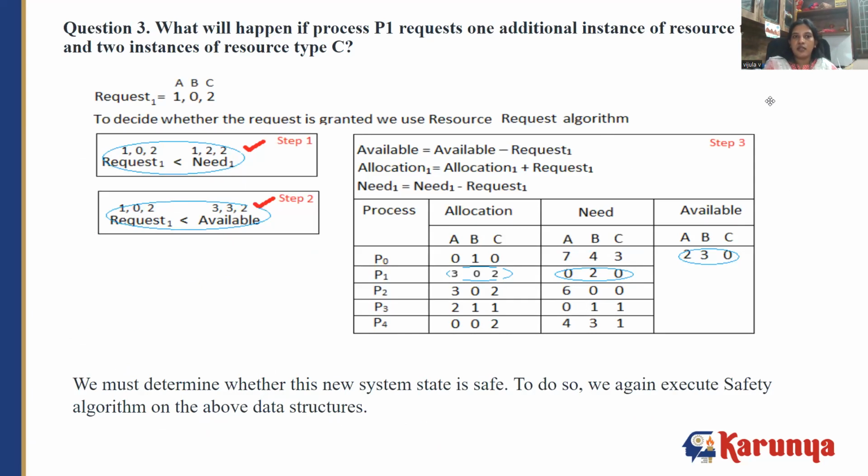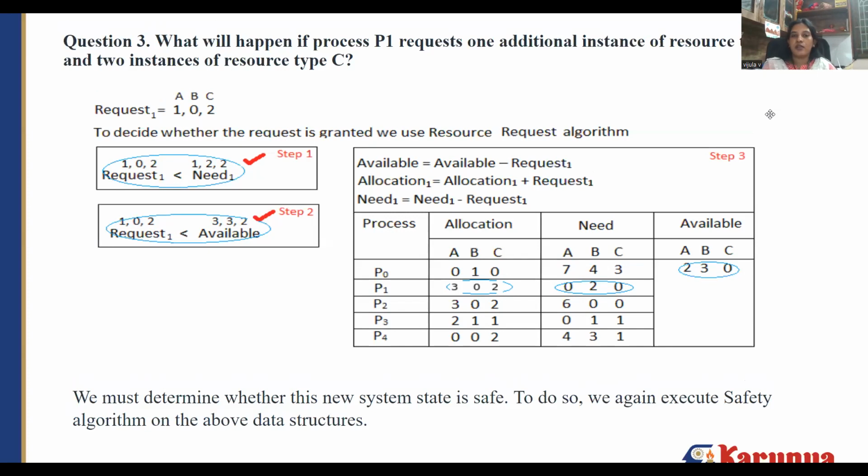Here we have another question: what will happen if process P1 requests one additional instance of resource type A and two instances of resource type C? We have to decide whether the request is granted using the resource request algorithm. So here we must determine whether this new system state is safe.